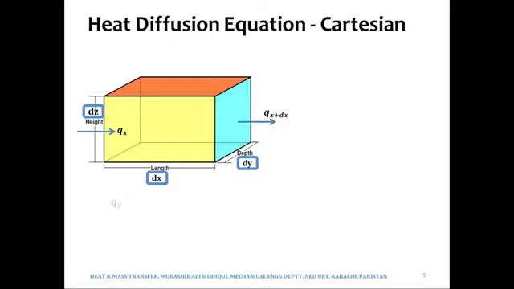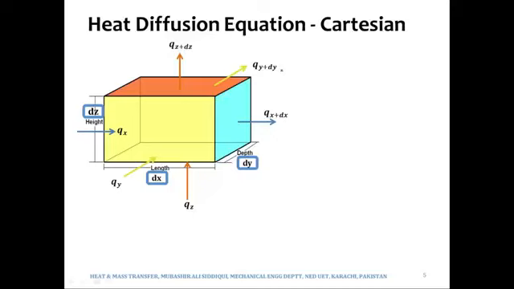Similarly, Qy and then Qy plus dy. Qy is the amount of heat that comes into this control volume in the y direction from the front face, and Qy plus dy is the amount of heat that will leave this control volume from the back face, not from the top face, from the back face. And then lastly, Qz is the amount of heat that will come into this control volume through the bottom face, and Qz plus dz is the amount of heat energy that will leave this control volume from the top face in the z direction.